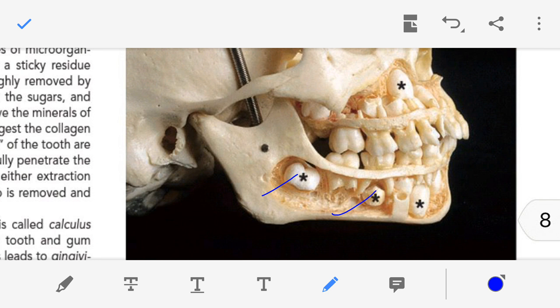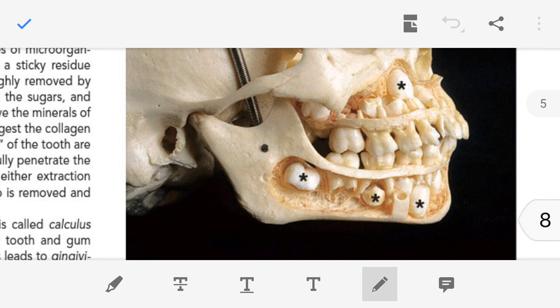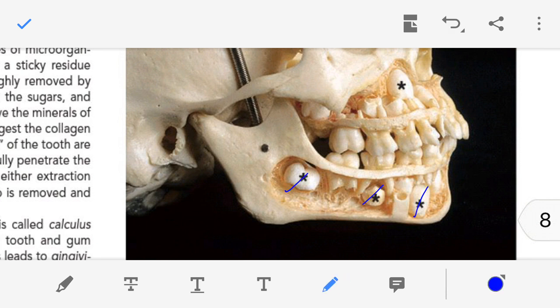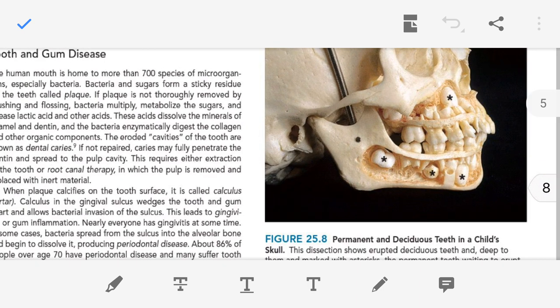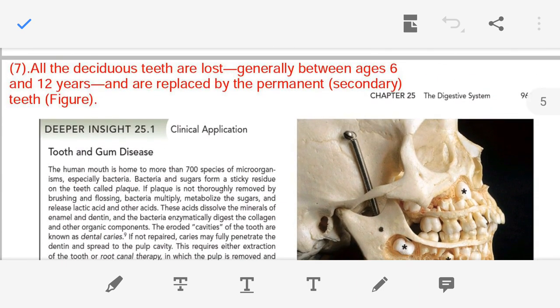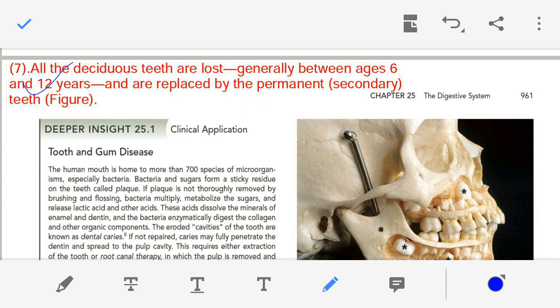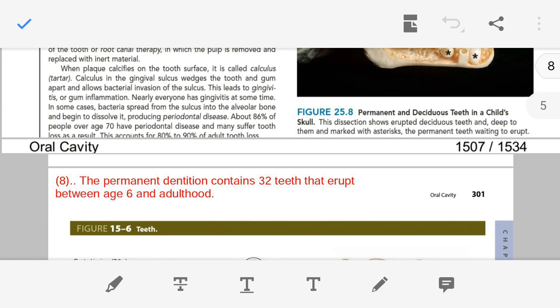These permanent teeth, which are shown with the asterisk sign, are right now inside the alveolar bone of the mandible and the maxilla, and they are waiting to erupt. Once these teeth fall out, the waiting permanent teeth will emerge and erupt. So this is regarding the seventh point.